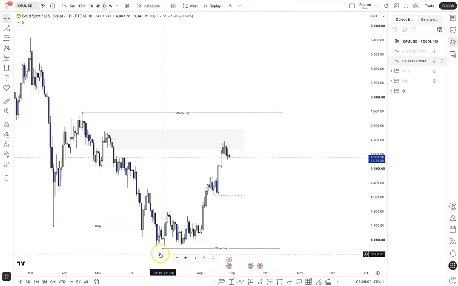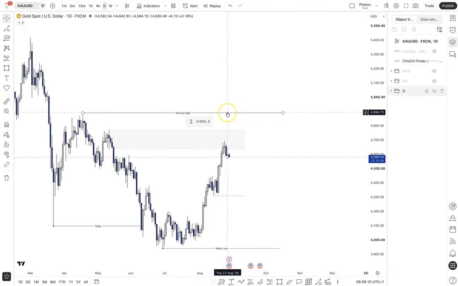This is my strong high, this is my weak low. Why is this a strong high? Because the daily is bearish. We expect this high to hold, and we expect this to go. So this is as far as the daily chart is concerned.